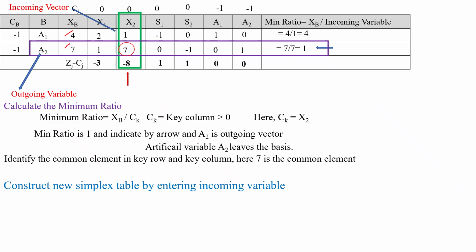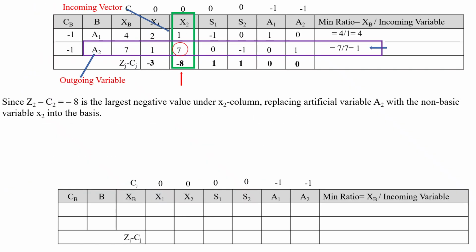Next we have to construct the new simplex table by entering the incoming variable x2, replacing the outgoing variable A2. So we replace the outgoing variable A2 with the incoming variable x2 in the basis. Now the basic variables are A1 and x2, and their cost coefficients are -1 for A1 and 0 for x2.